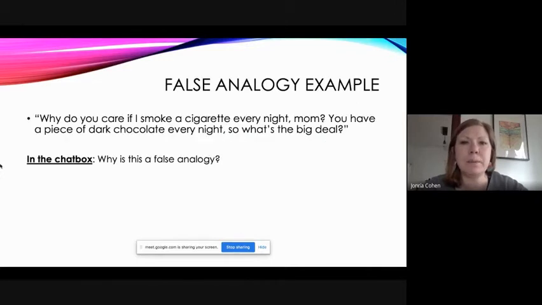Here's another example. It says, why do you care if I smoke a cigarette every night, Mom? You have a piece of dark chocolate every night, so what's the big deal? In the chat box, I would like you to tell me what are the things being compared and why is this a false analogy? Take 1 minute, pause the video, go over to our chat box and answer.